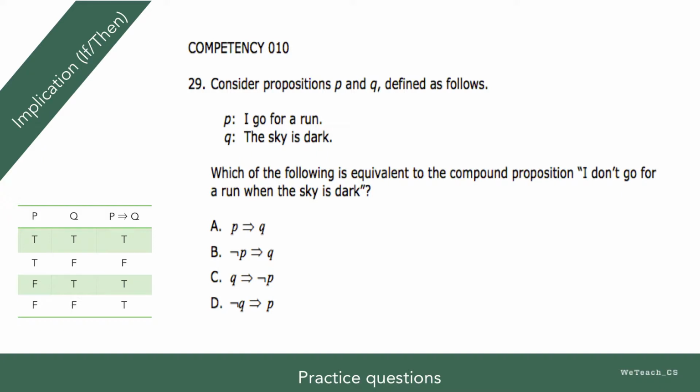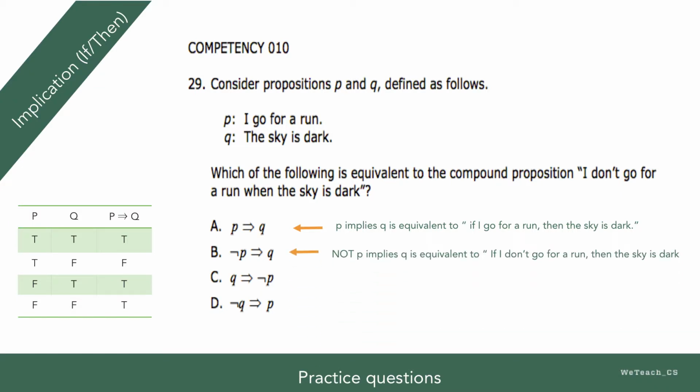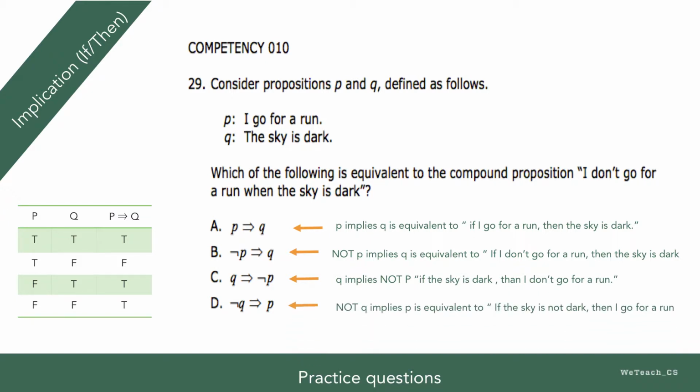The way to answer this question is to review what the given answers output. A. P implies Q is equivalent to if I go for a run, then the sky is dark. B states that not P implies Q is equivalent to if I do not go for a run, then the sky is dark. C. Q implies not P: if the sky is dark, then I do not go for a run. And D states not Q implies P is equivalent to if the sky is not dark, then I go for a run.